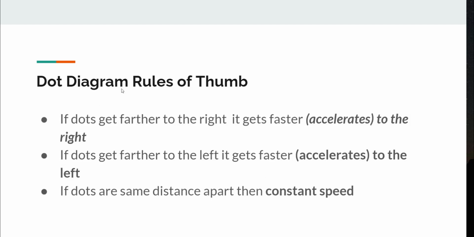So the dot diagram's rules of thumb are, if dots get further to the right, it gets faster to the right. If dots get further to the left, it's getting faster to the left. If dots are the same distance apart, they're traveling at a constant speed.